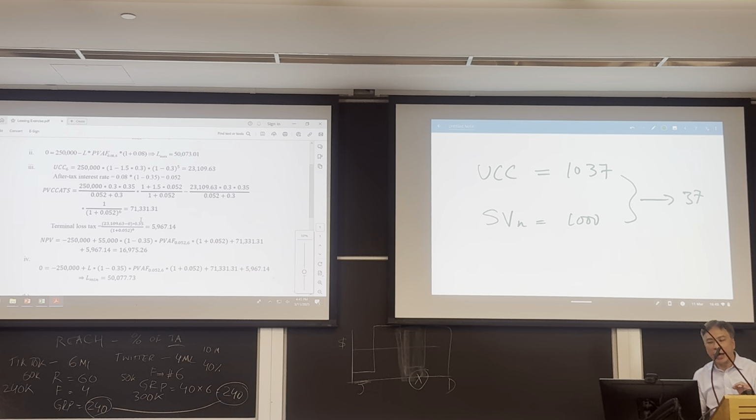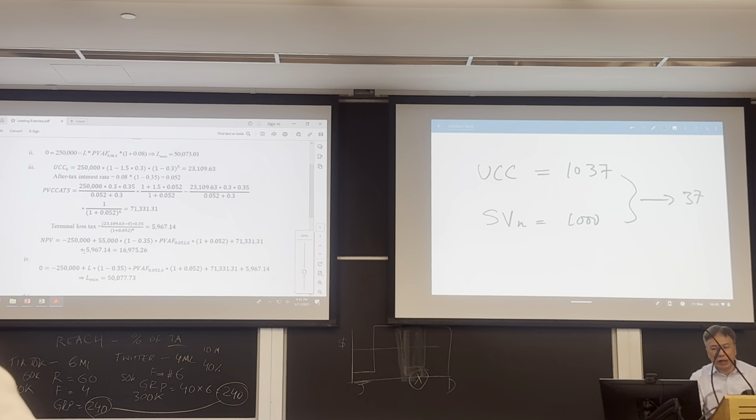And then the terminal loss is, now the salvage value is 0, the UCC is 23,109, so this is your terminal loss, and you multiply by the tax rate, so this is your tax refund due to the terminal loss, right? And you discount it, find time 0 value, 5,967. Okay, so now NPV is 16,975. Straightforward calculation. All right?